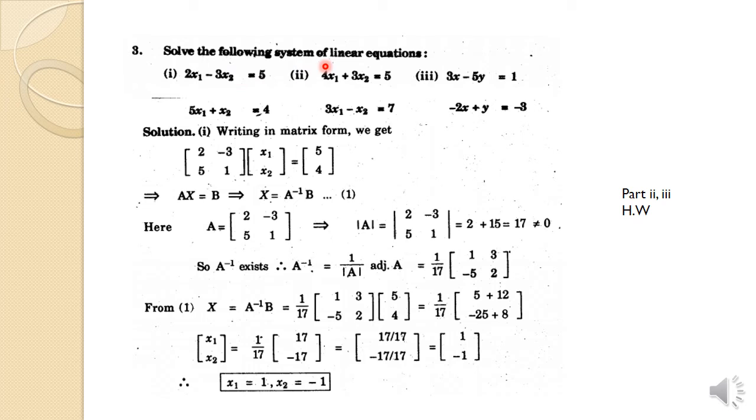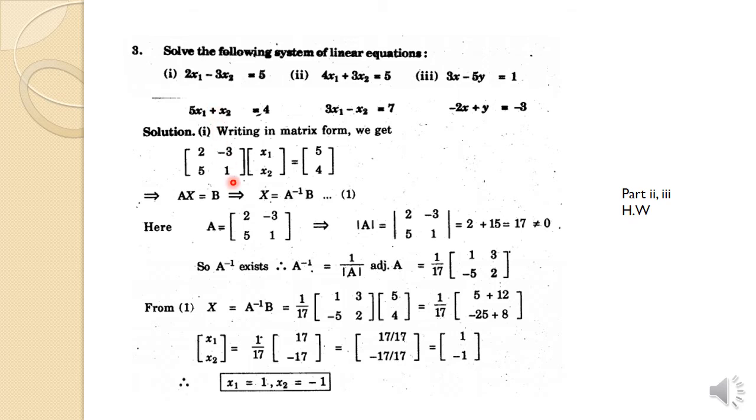Student, in question number 3 you have to solve the system of linear equations: 2x1 minus 3x2 equals 5, and 5x1 plus x2 equals 4. Basically student, these are non-homogeneous equations.